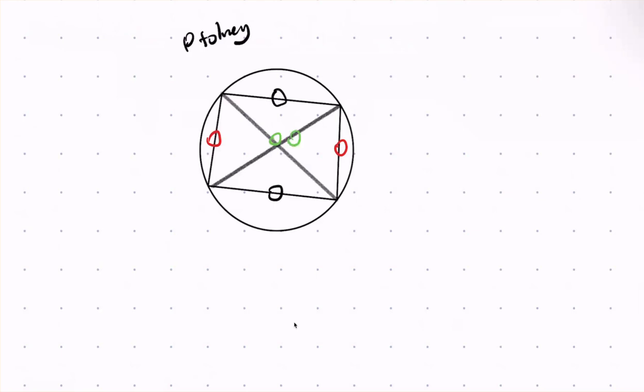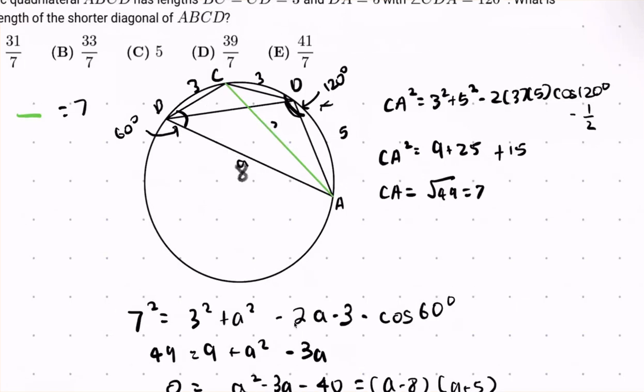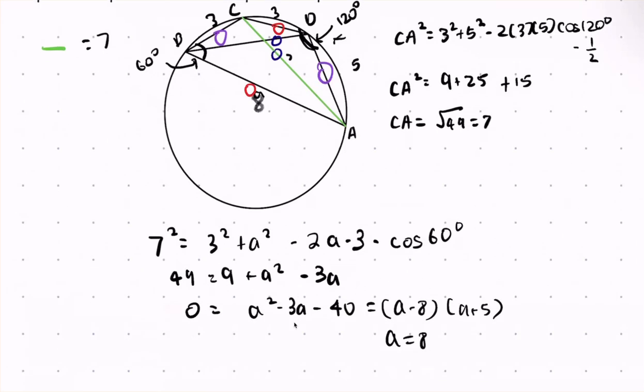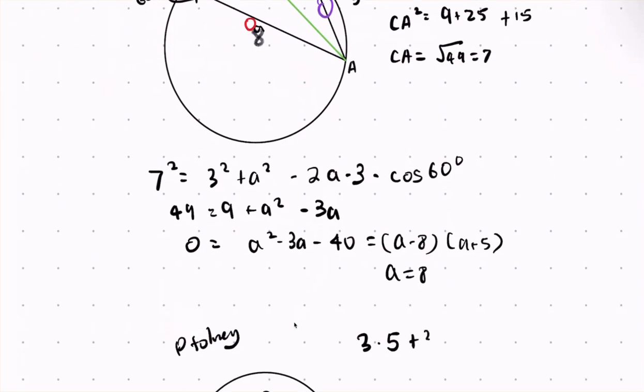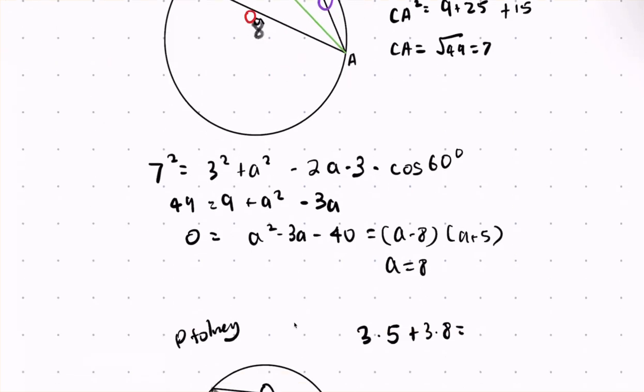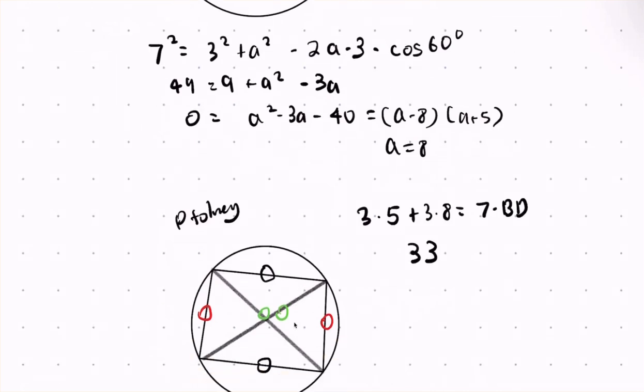We can now apply that up here. Since we only don't know BD, and we know all the other lengths, this length times this length plus this length times this length will be equal to this length times this length. Let's compute that. It gives us 3 times 5 plus 3 times 8 equal to, since we have a 7 here, 7 times BD. This gives us 39 is equal to 7 times BD, so BD will be equal to 39 over 7.